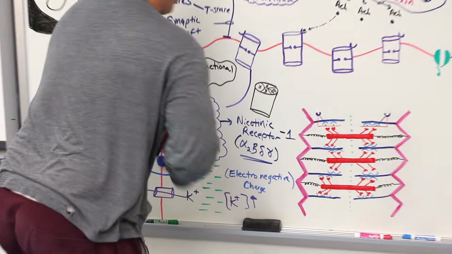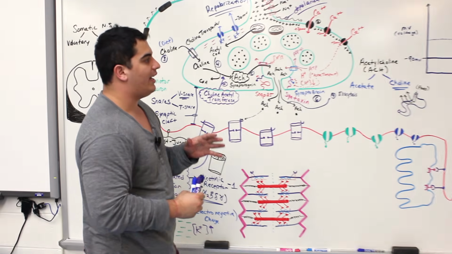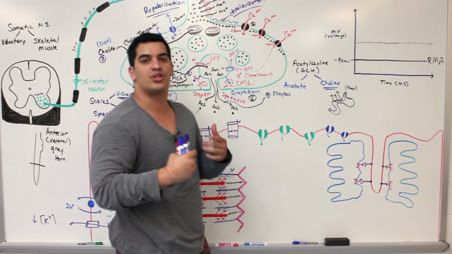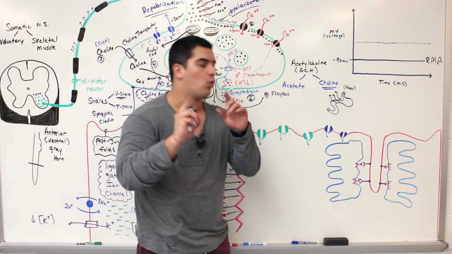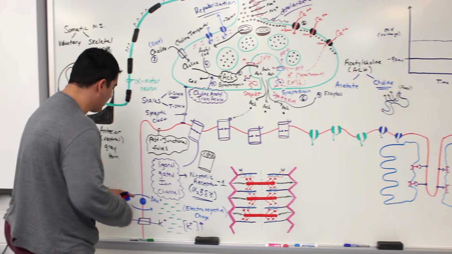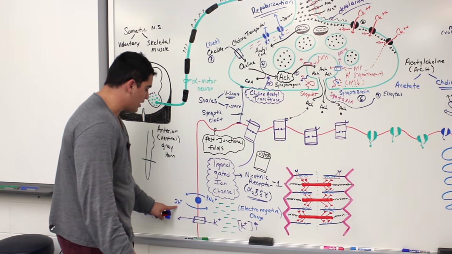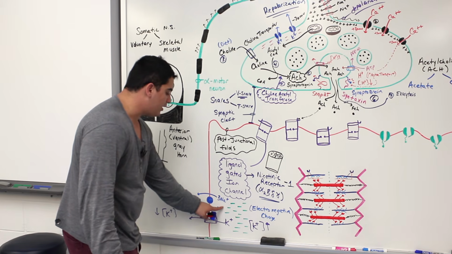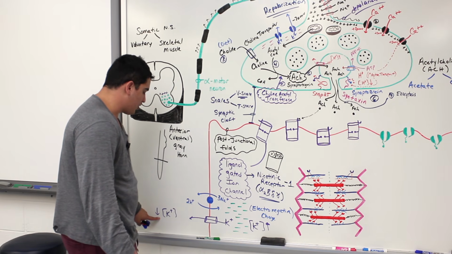So again, what are the 2 things that are maintaining the resting membrane potential? One is the sodium-potassium pumps. Oh, sorry, we have to come back down here for just a second. And the reason why is, what did I tell you? Potassium is in higher concentration in the cell, lower concentration outside the cell.